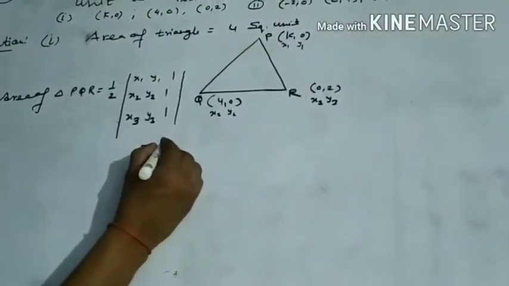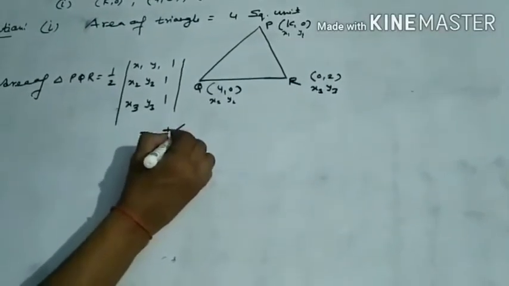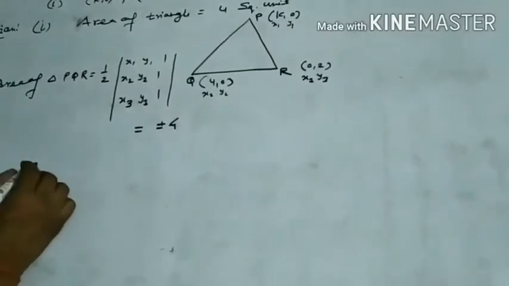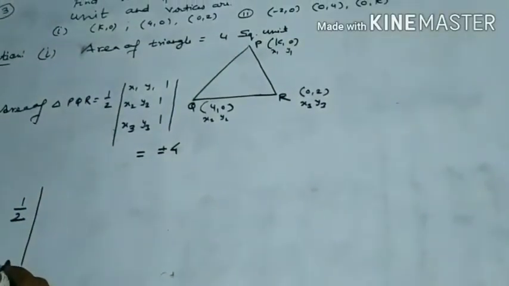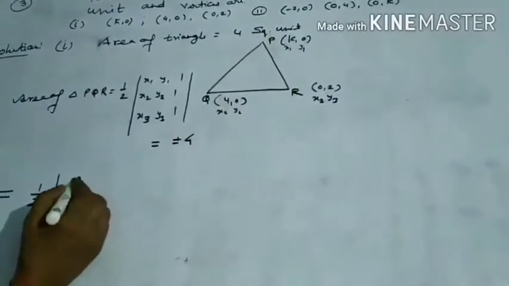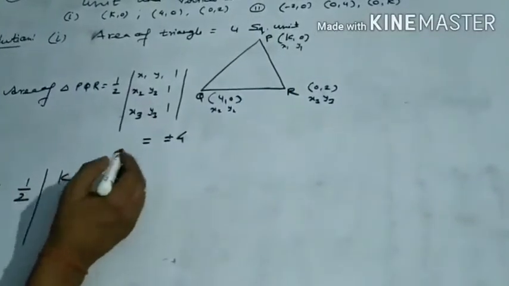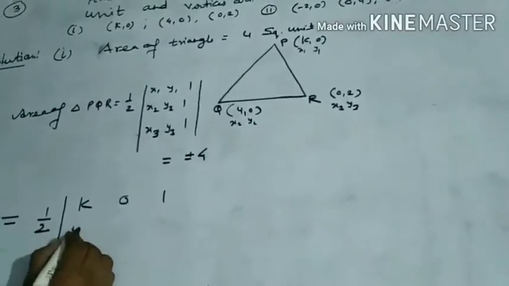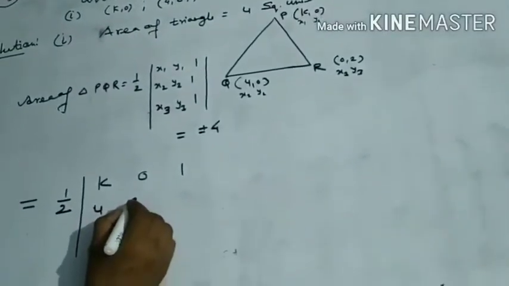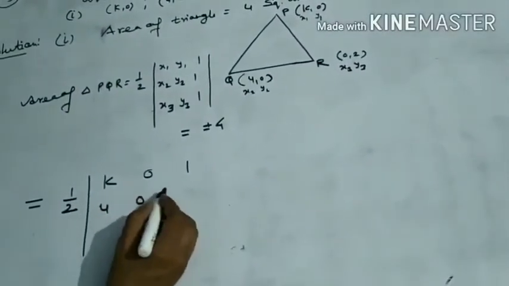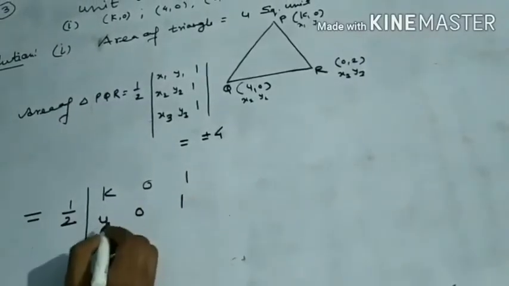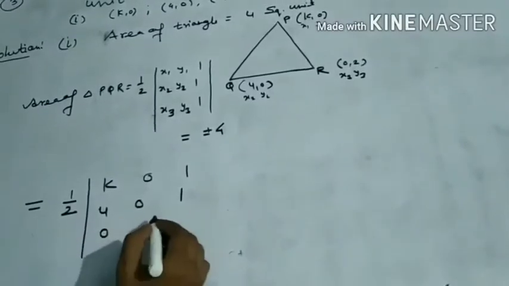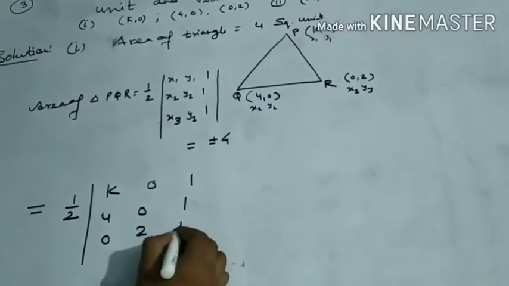We are taking both the values plus and minus, this is 4. So this is equal to 1 by 2, x1 this is K, y1 this is 0, and here 1. Here x2 this is 4 and then y2 is 0 and then 1, and then x3 this is 0 and y3 this is 2 and then 1.